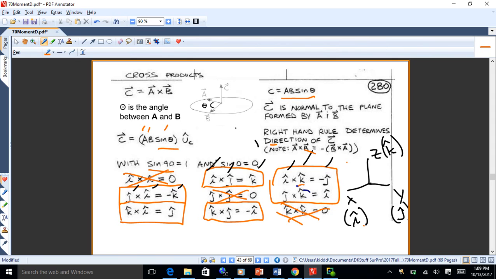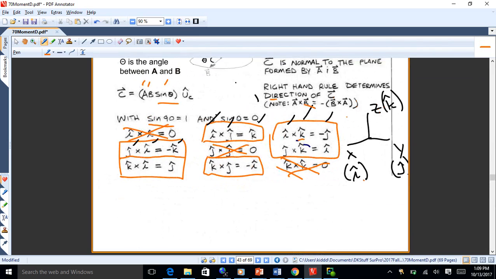Similarly, if you cross i with k, you're going to get the third unit vector, a j unit vector, because that's normal to the plane made up by i and k. But when you point your fingers of your right hand in the x direction and curl them towards the z, your thumb will point in the negative y direction. So that's negative j. You can go through and use that reasoning to determine all of these cross products.